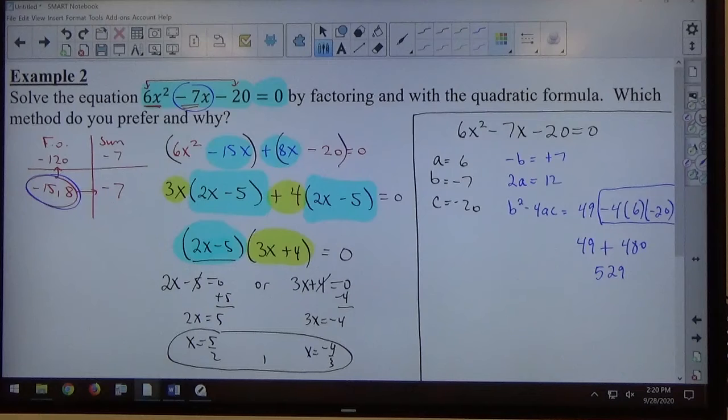So again, evaluate negative b, change the sign. Evaluate 2a, double a. B squared minus 4ac, evaluate what you're looking at. 4 times 6, 24, times 20 is 480. 2 minuses make it plus. 7 squared is 49. 49 and 480 make 529. Just arithmetic. Carry out the arithmetic carefully.